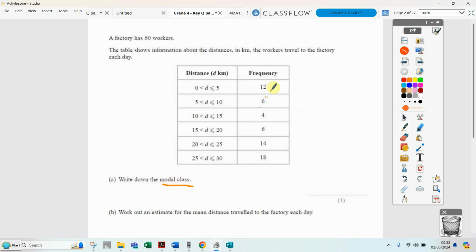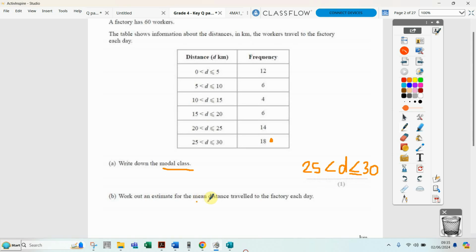Modal class. Okay, so look for the highest frequency here. The highest number is 18, so the class interval that contains the modal, or the modal class interval rather, is this one. Just copy it exactly as it is in the table. Right, work out an estimate for the mean.